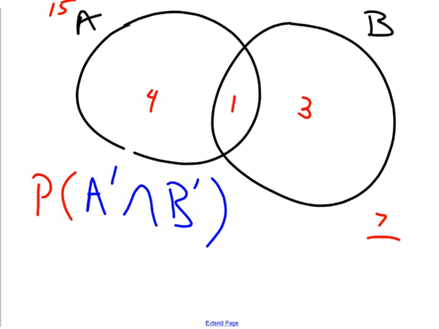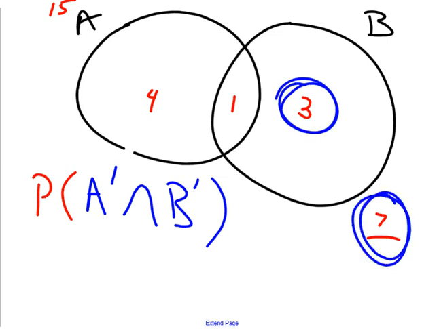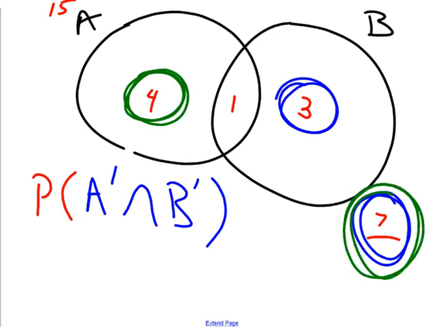Not A. Intersect means like overlap. Not B. I'll pause. We try that one. Okay, so here's not A. Do you get that those two are not A? They're not A. Now here's not B. This is not in B, and this is not in B.